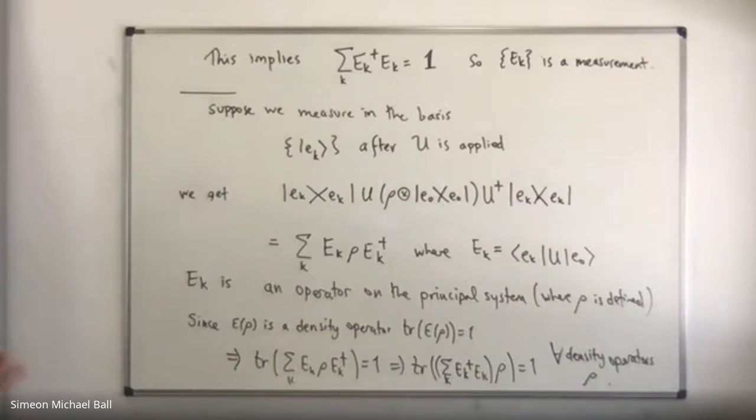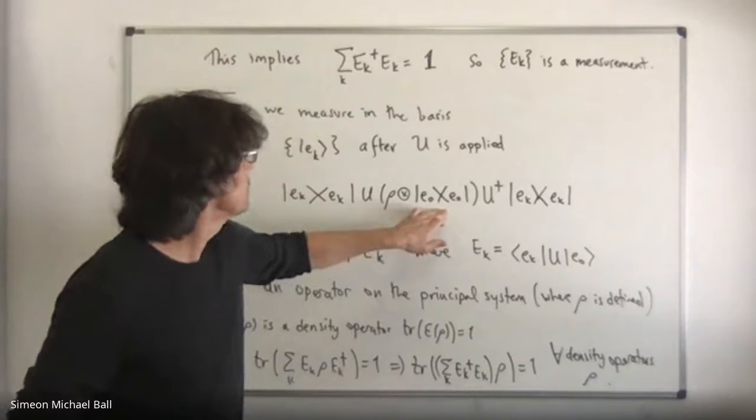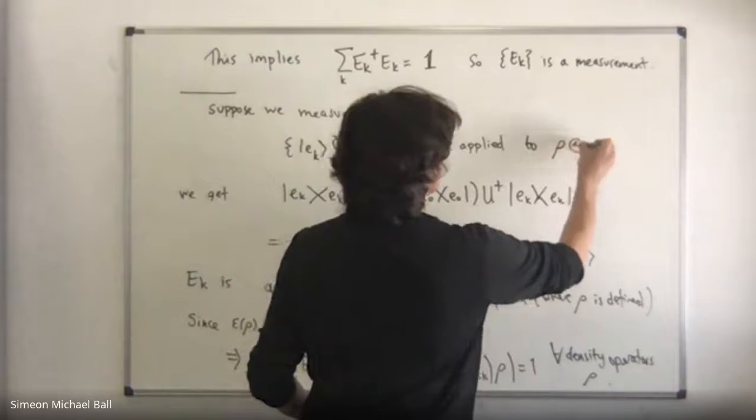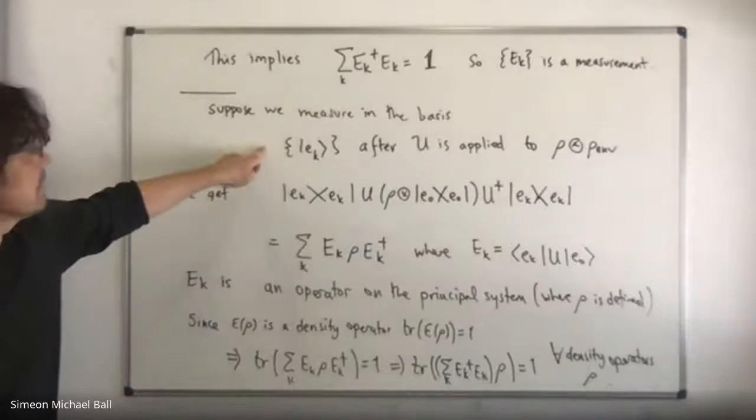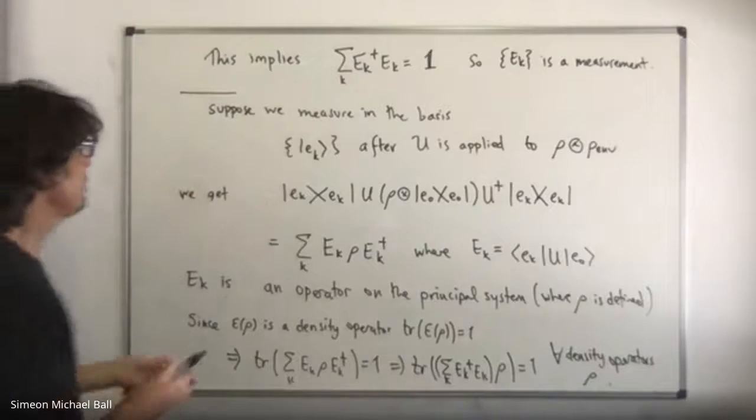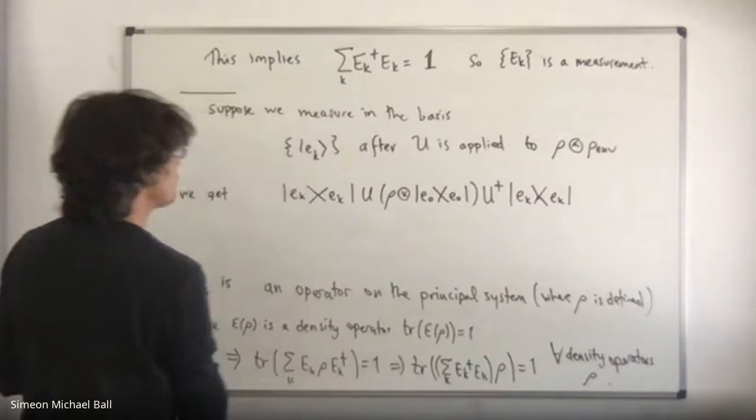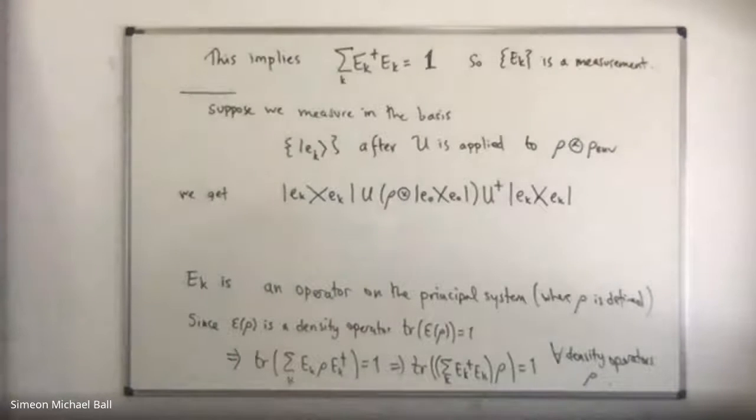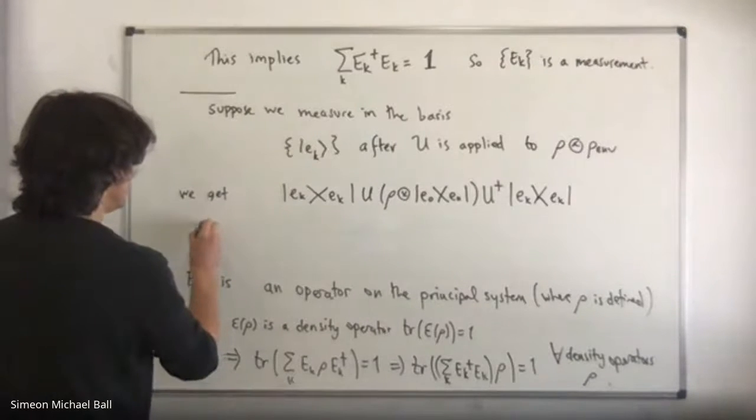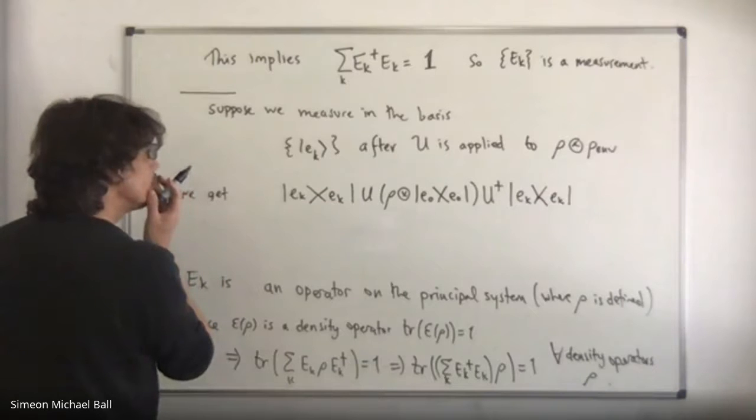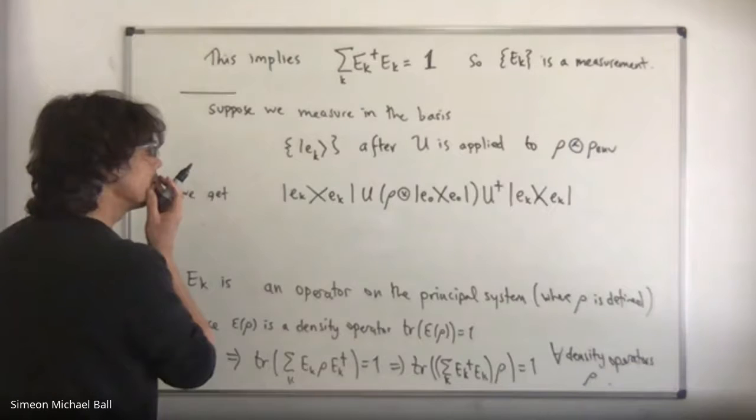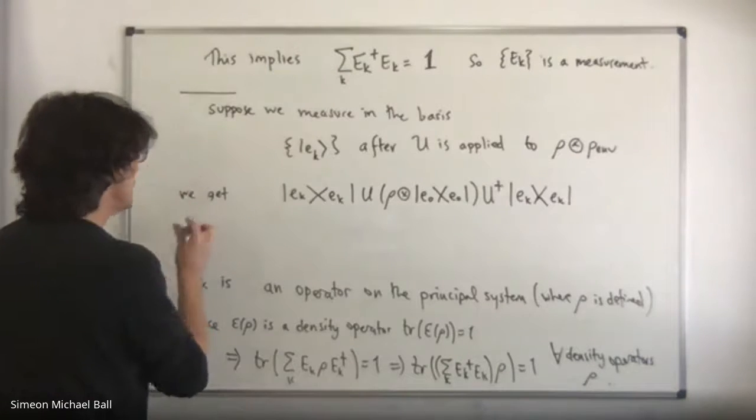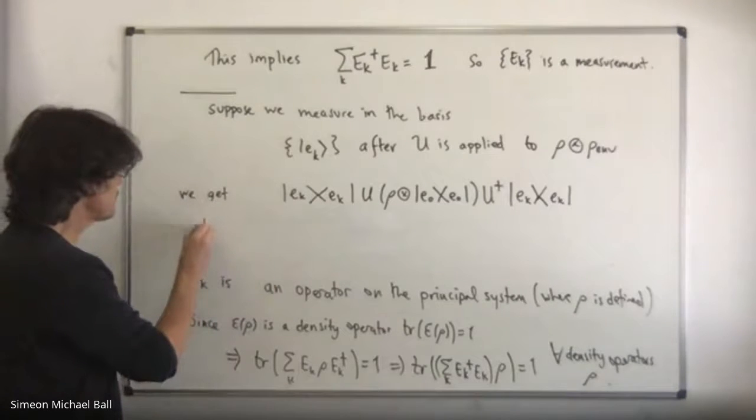So before we apply U to our rho tensor environment, we measure it with respect to this optimal basis for the environment, and we'll get this with probability... Yes, and then we get this after the measurement, but then we need to trace out, so tracing out the environment.